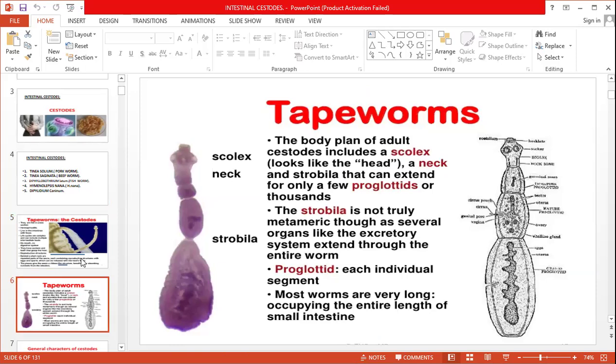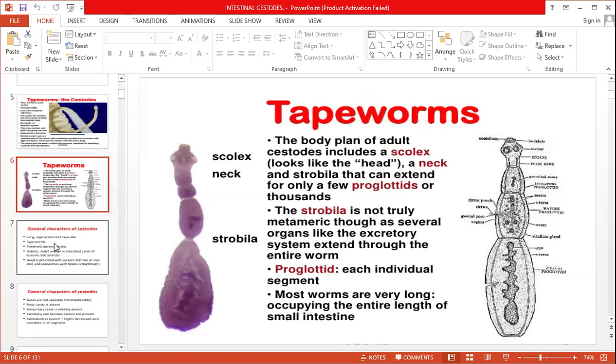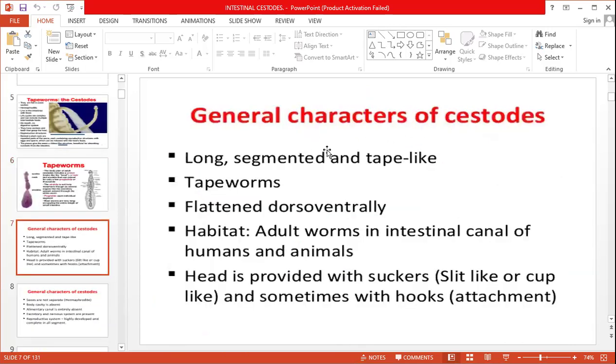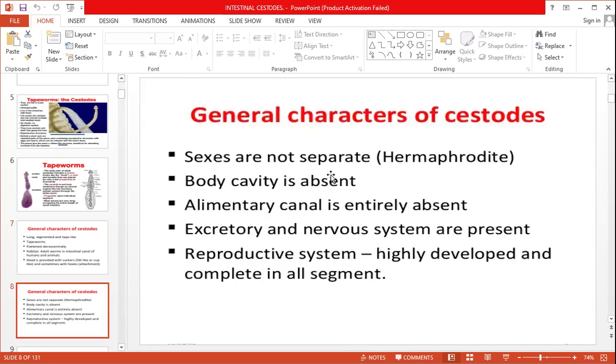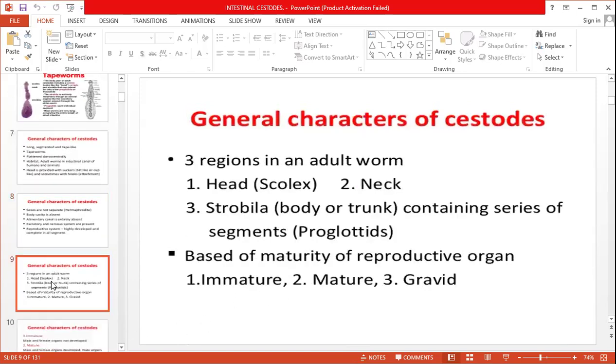This is the tapeworm structure. It has a scolex, neck, and strobila or trunk. General features: they are long, segmented, tape-like worms, known as tapeworms. They look like tapes, flattened dorsoventrally. They are found in the intestinal canal of human beings and animals. The head is provided with suckers, slit-like or cup-like, and sometimes with hooks. The sexes are not separated; they are hermaphrodites. Body cavity and alimentary canal are absent; excretory and nervous systems are present. The reproductive system is highly developed, complete in all segments.